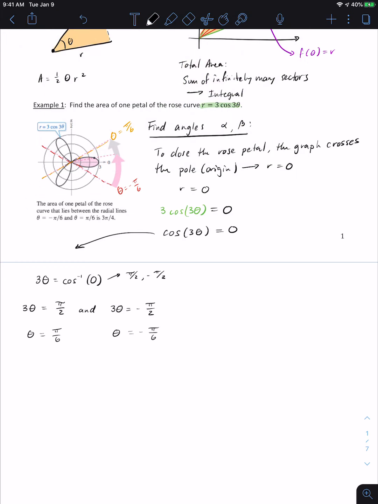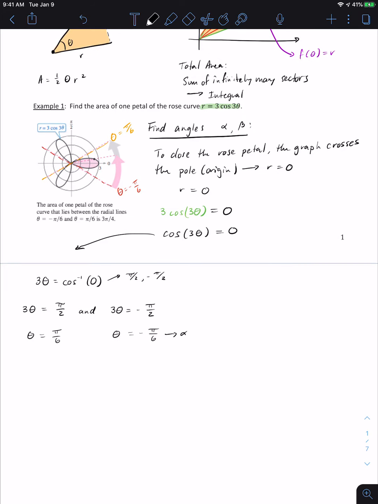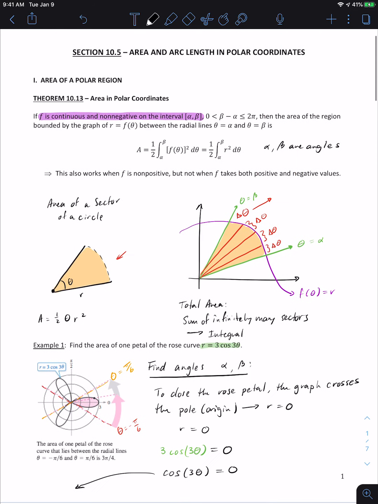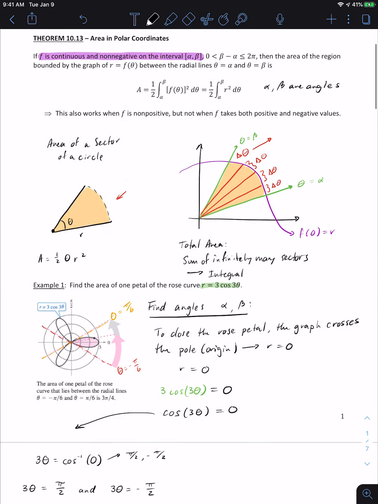All right, so what does that mean? My starting value, my smaller theta, is going to be my alpha, where I start. So negative pi over 6 is my alpha for that formula, and pi over 6 is my beta. And I know what my radius is, so I can just roll ahead with my area formula.